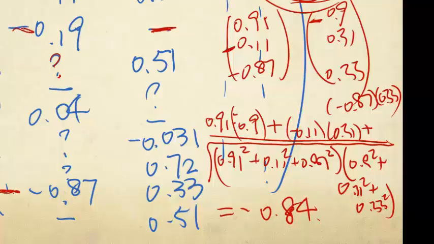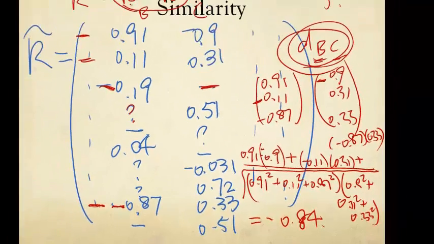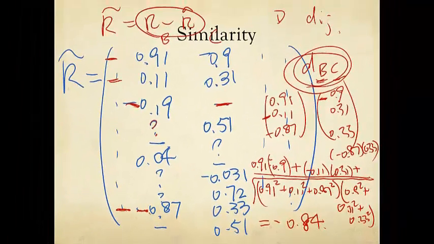So notice these entries are negative because after shifting the rating from the baseline predictor, sometimes it is positive or negative relative to the baseline predictor. And these coefficients of similarities are sometimes negative because the 2 movies are dissimilar from each other. And these 2 are indeed quite dissimilar. Okay, it's minus 0.84. It's quite close to minus 1. So we can say movies B and C are quite dissimilar.